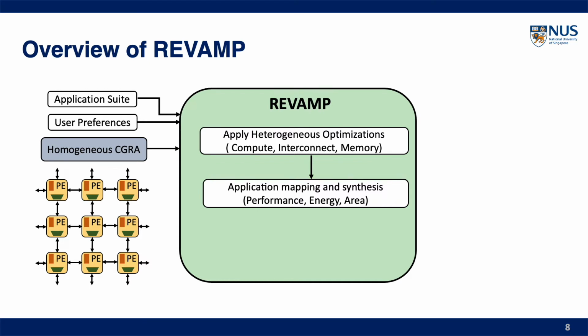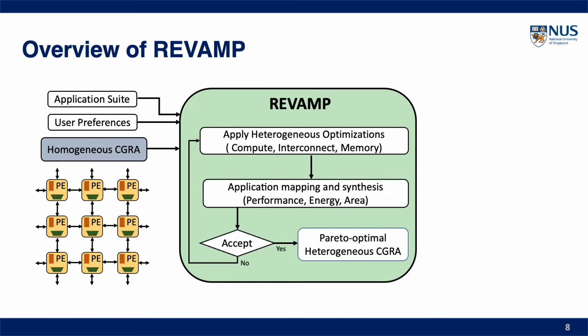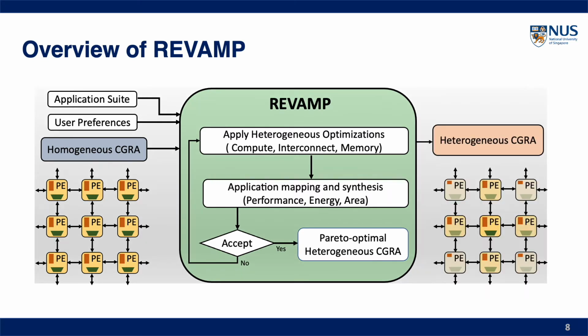The Heterogeneous CGRA Compiler will map the applications in the target suite to measure the performance on the generated architectures. It will create multiple such heterogeneous architecture templates of different levels of heterogeneity, which will be compared in terms of performance, power, and area to derive the Pareto optimal design point.